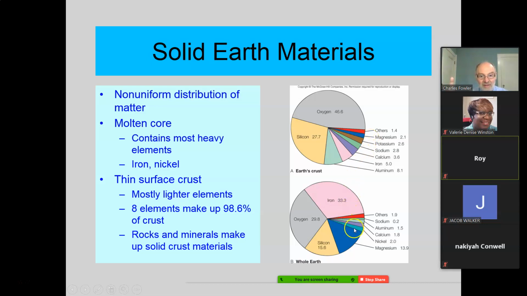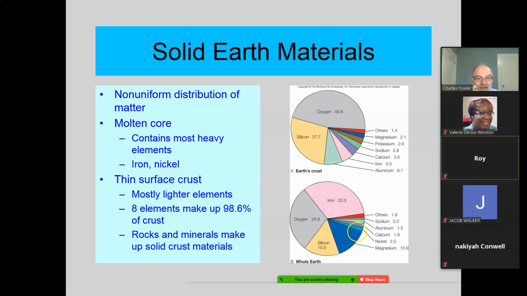Okay? Then comes your nickel. Remember I said iron and nickel are mostly in the molten core. Nickel's mostly down there in the core. Not much. You didn't see that. That was part of the others here. So it wasn't even included on the surface, though there is some on the surface. That's where they get the nickel mining. But Earth's crust, I don't say surface, but Earth's crust.